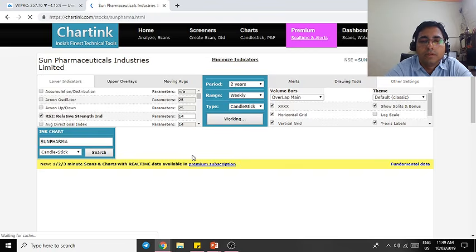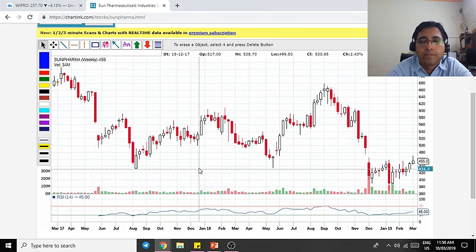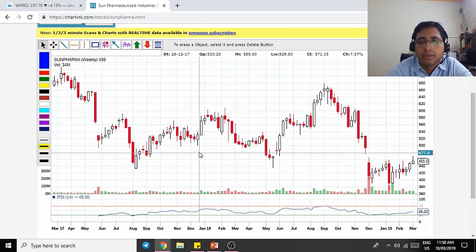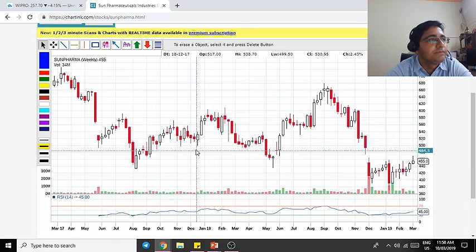Sun Pharma can again test 443. On upside 476 to level of 490 can be tested.